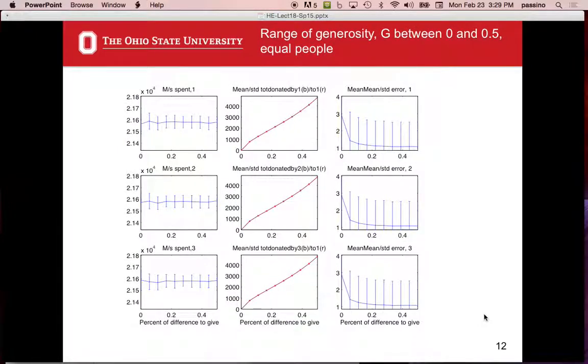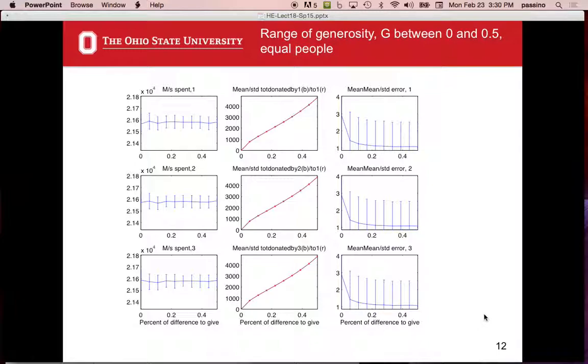Okay, now, I want to teach you, with this plot, about the idea of a Monte Carlo simulation, okay? So what I'm going to do is define some axes here. The top rows are person one, person two, person three, in rows two and three, okay? But the upper left plot is different. You see the horizontal axis, first of all, is G, the percent to give, 0 up to 0.5, okay? So keep that in mind. And then on the vertical, this is the mean and the standard deviation of the spending on myself, okay?